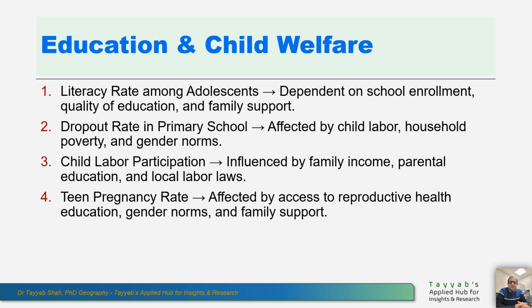There is another set where you can see education and child welfare. It's a tentative theme; I put those variables under that. Here we have four different examples, starting with the literacy rate, and literacy rate could be for the 10 plus population, 15 plus population, and you may want to see the young population, 15 to 24.